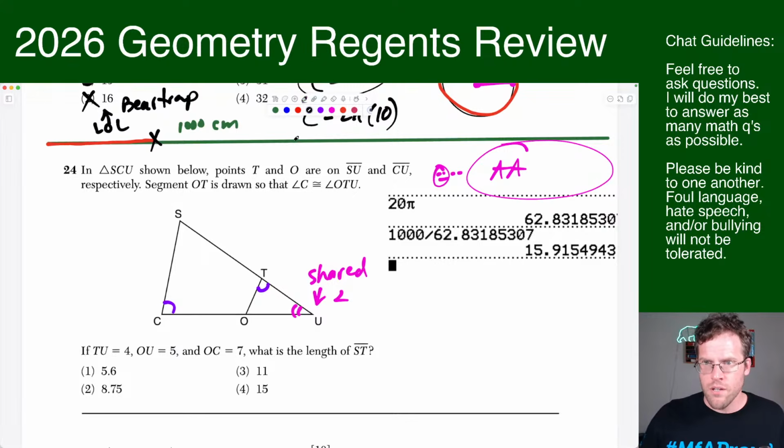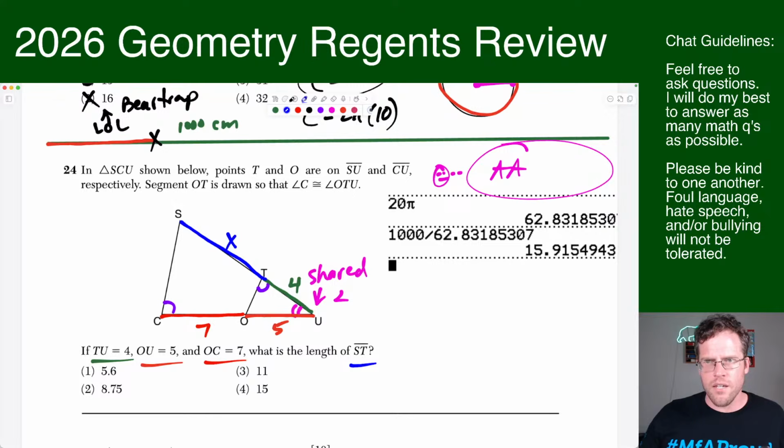So now we label this. So let's see. TU is 4 units long. We'll go green here. So TU is equal to 4. And then OU is equal to 5. OC is equal to 7. Okay, what is the length of ST? So I'll put an X here. So that's the one we're looking for.